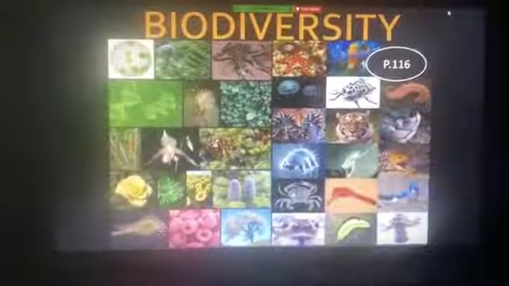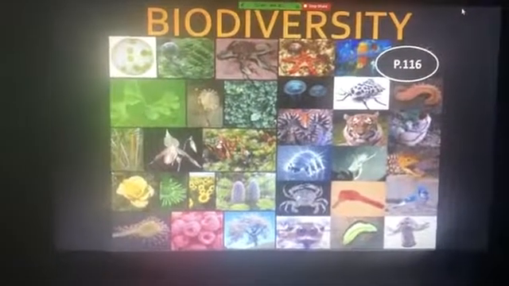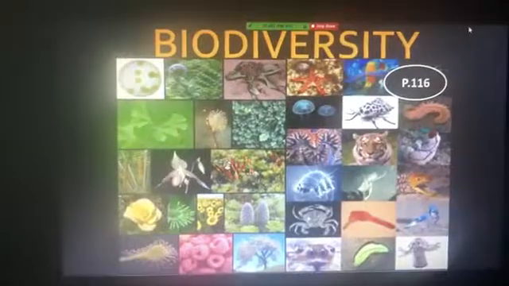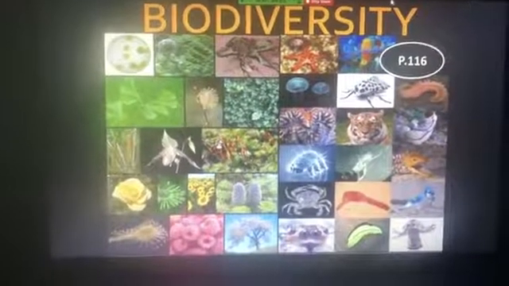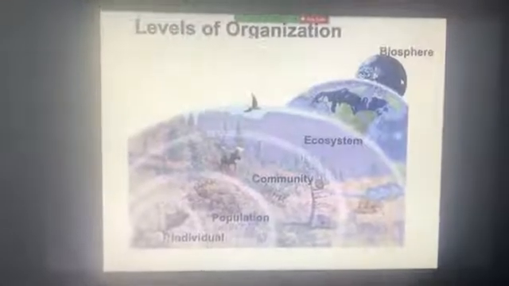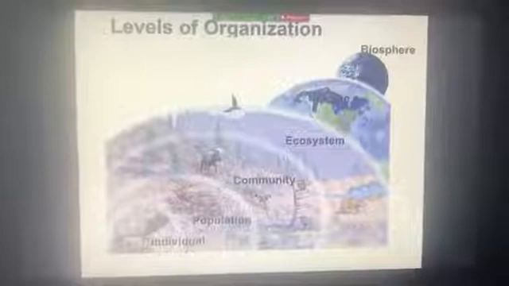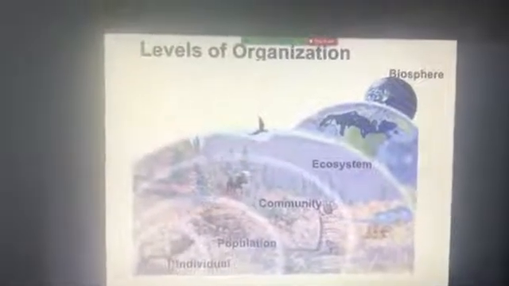Okay, students, today we'll talk about biodiversity. You find the lesson on page 116. At first, you must remember that we have 6 levels of organization: individual, population, community, ecosystem, biome, and biosphere.